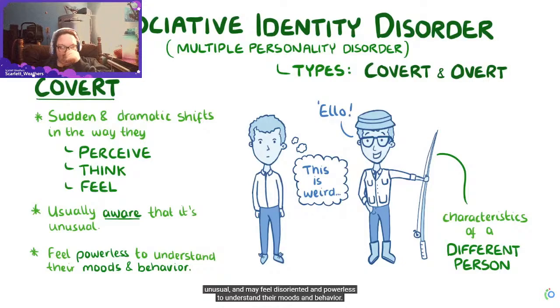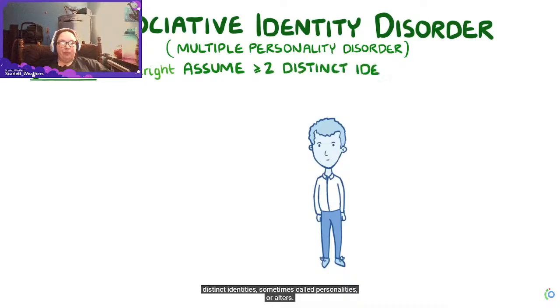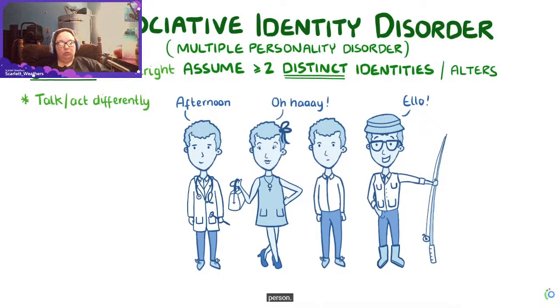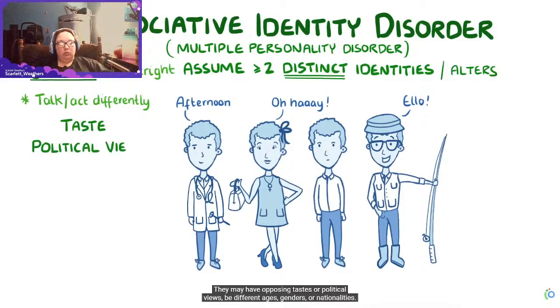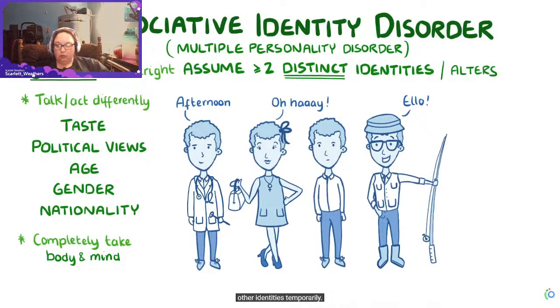On the other hand, those with overt dissociative identity disorder outright assume 2 or more distinct identities, sometimes called personalities or alters. The identities are distinct because they tend to talk and act differently than the original person. They may have opposing tastes or political views, be different ages, genders, or nationalities. These alternate identities completely take a person's body and mind, suppressing all other identities temporarily.